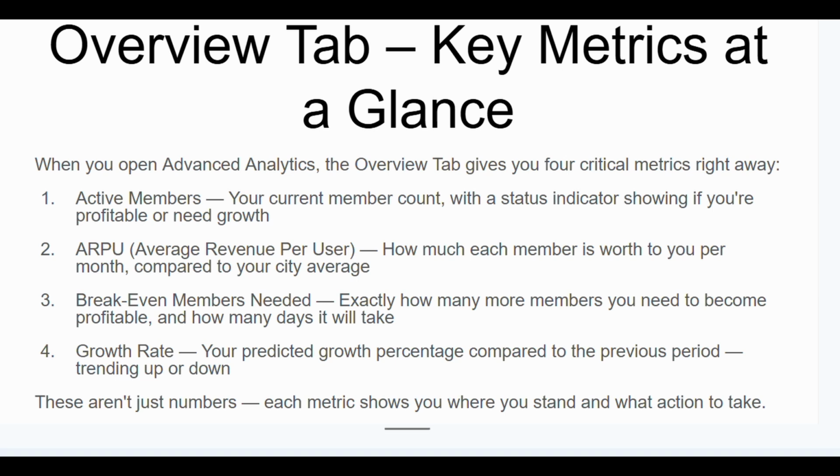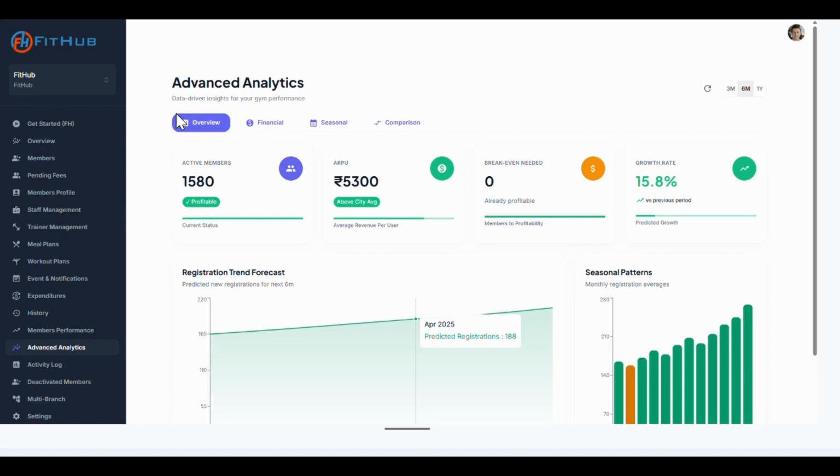Now, what is the break even point? It's the point after which you become profitable as a business. It also shows you your growth rate. This is the advanced analytics option in the panel, and this is the overview tab. You see the active members, average revenue per user, break even needed, growth rate, and everything here, right? Now let's move on to forecasting and seasonality.